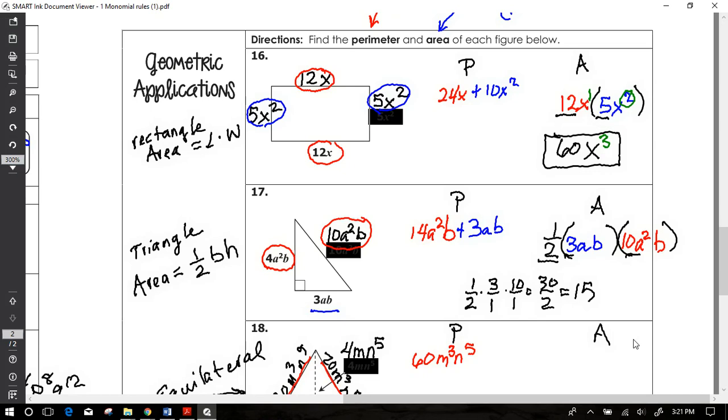Now I'm ready to move on to my variables. Okay, I have an A and I have a B, so let's go ahead and see what they're going to equal. 1A and 2 A's gives me 3 A's. 1B and 1B gives me 2 B's. And that is my final answer for the area.